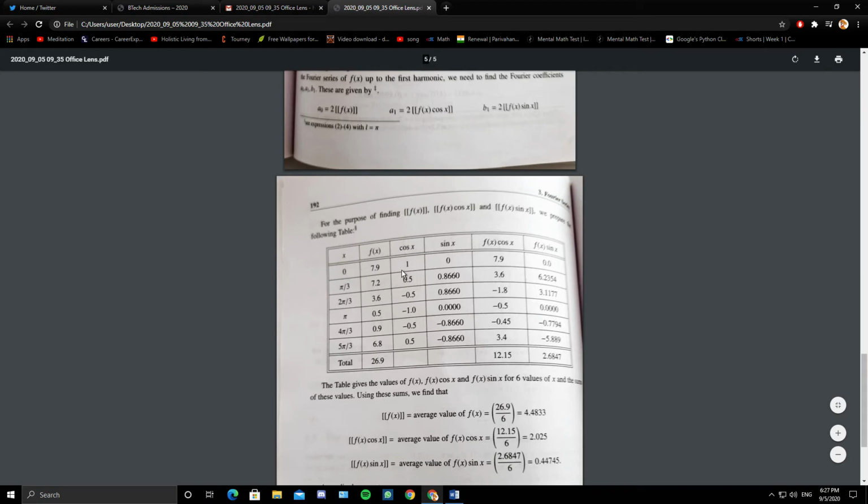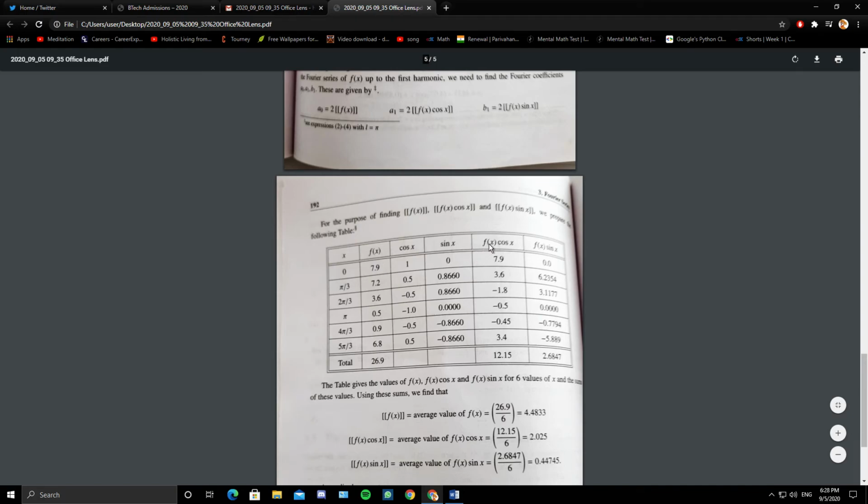Cos 0 is 1. Cos pi by 3, cos 60 is 0.5, cos 120 is minus 0.5, cos pi is minus 1, cos 4 pi by 3 is minus 0.5, cos 5 pi by 3 is 0.5. Similarly, sin 0 is 0, sin 60 is root 3 by 2, that is 0.866, sin 2 pi by 3 in the second quadrant is positive, root 3 by 2, 0.866, sin pi is 0, sin 4 pi by 3 is minus 0.866, sin 5 pi by 3 is minus 0.866. Sine function is negative in the third and fourth quadrant.